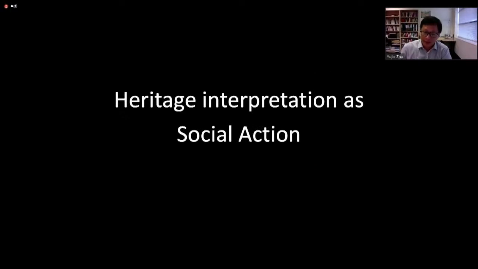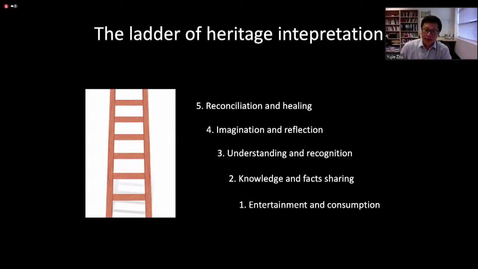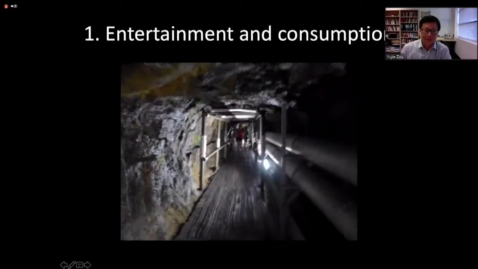To elaborate this, I develop here a ladder of heritage, a model that illustrates different degrees that heritage interpretation can achieve. We read from below to above. Entertainment and consumption, knowledge and fact sharing, understanding of recognition, imagined reflection, reconciliation and healing.